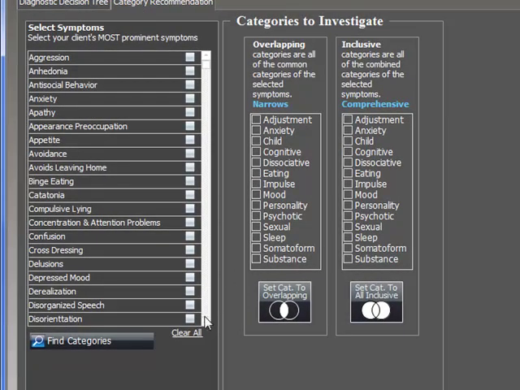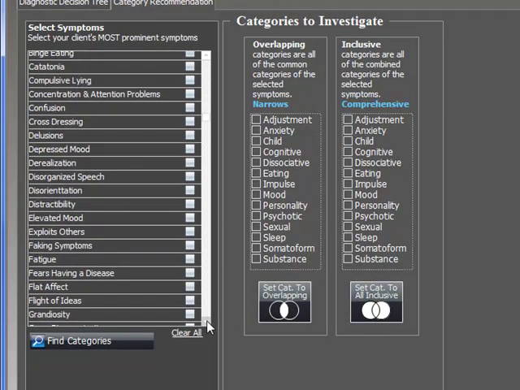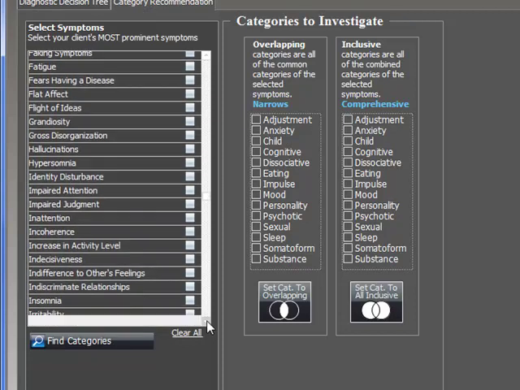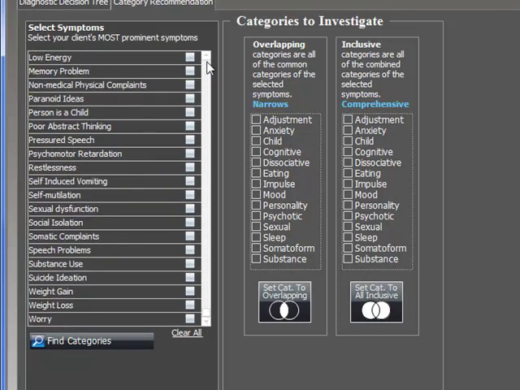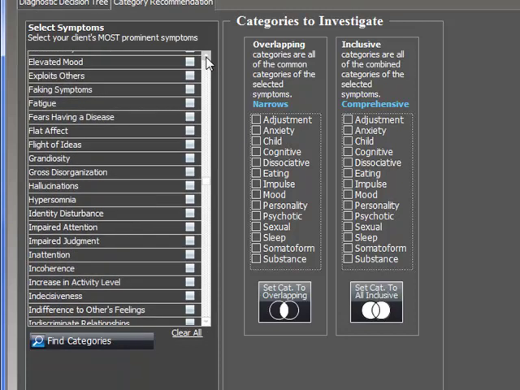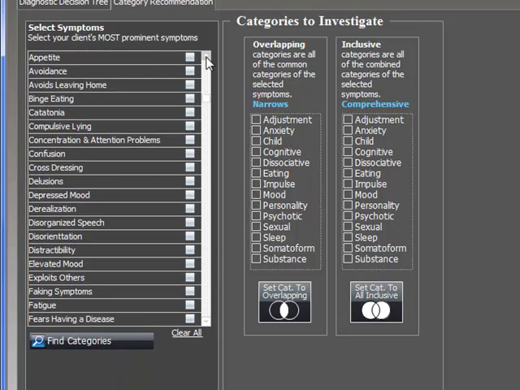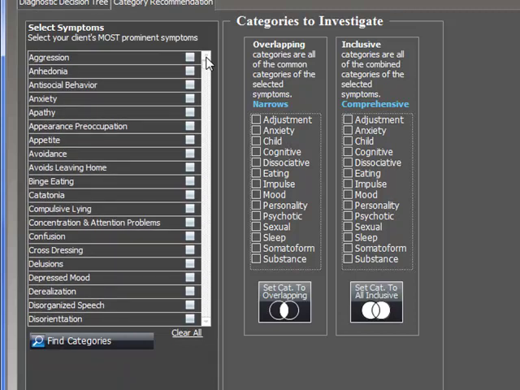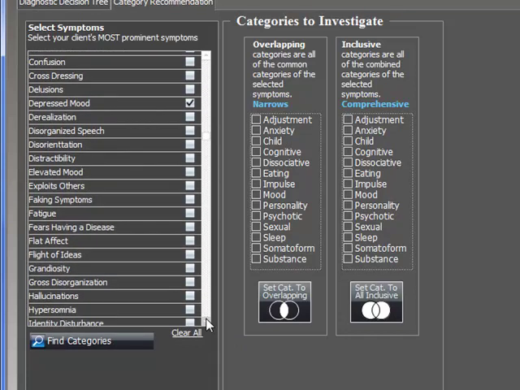I've got a list here of very common symptoms that you find in working with people. And you want to use these rather sparingly and only select the ones that are really, really strongly indicated in your client. That's the best way to use this. So let's say, for example, my client that I'm working with has depressed mood and they have anxiety. And those are the two most prominent symptoms out of all of them.